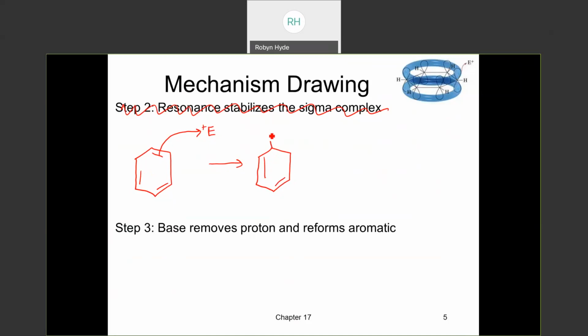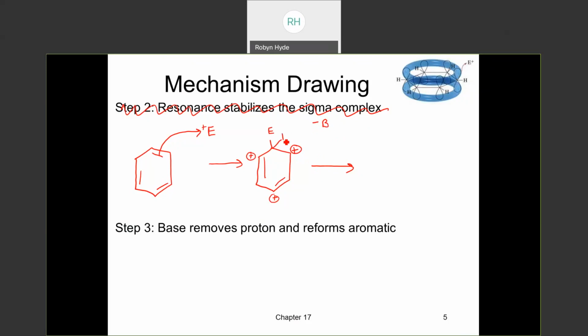One carbon gains the electrophile, the other becomes a carbocation. That carbocation is stabilized by resonance. We have a total of 3 resonance forms, and I can add those plus charges at the 1, 3, 5 position. And then in the next step, I have a base that is present in solution.